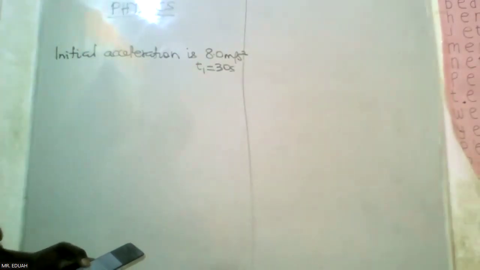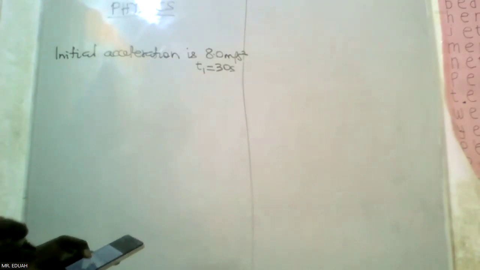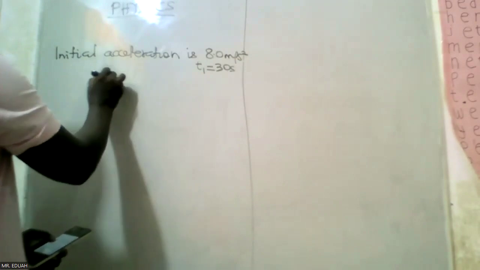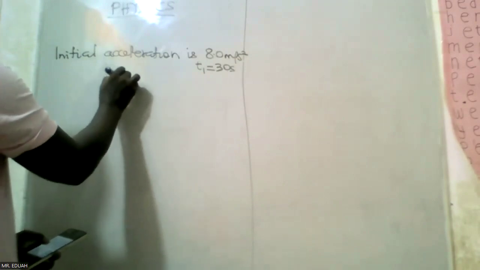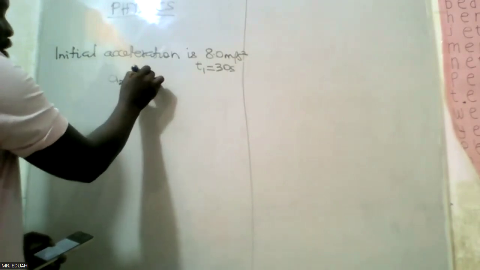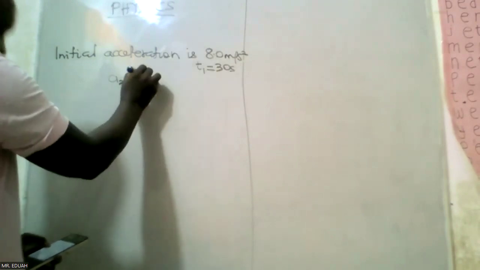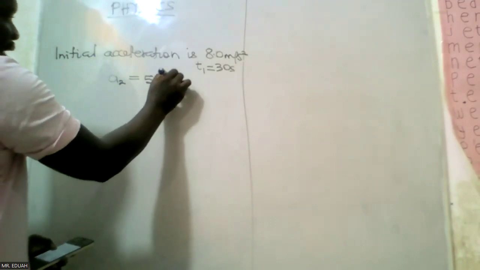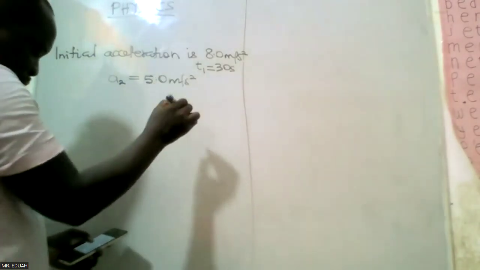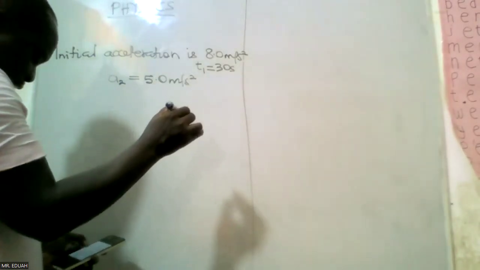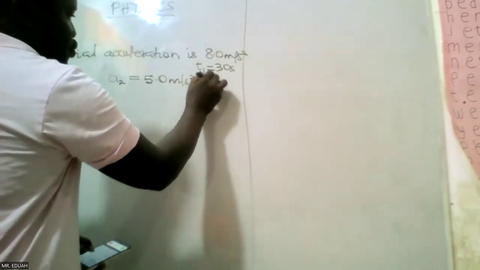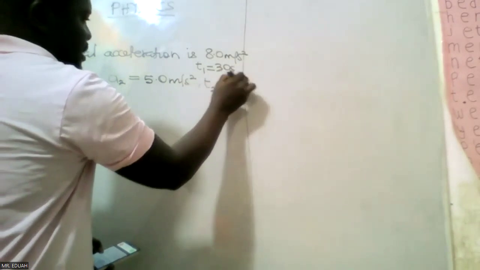After which the acceleration is reduced to 5.0. So the second acceleration A was reduced from 8 to 5.0 meters per second squared for the next 20 seconds. So T2, for the next 20 seconds, we have this.